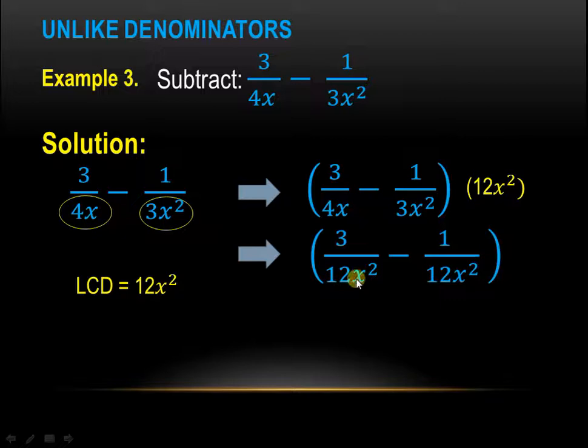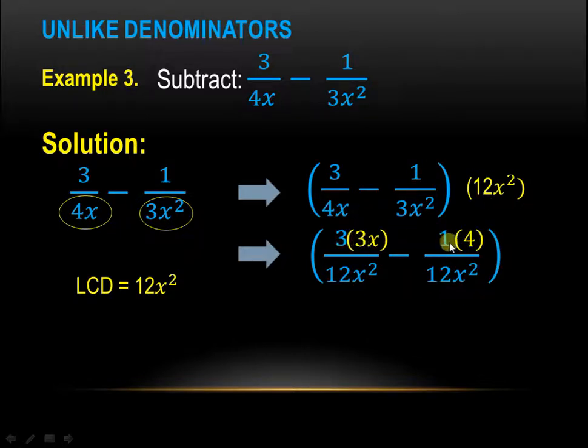So I already put here the LCD. I made it similar, but there's something that we need to do on this part. So here's what we're going to do. 12x squared divided by 4x will give us 3x. So on this part, we're going to multiply 3x at the numerator. Same here. 12x squared divided by 3x squared will give us 4. So that's the one we will multiply there.